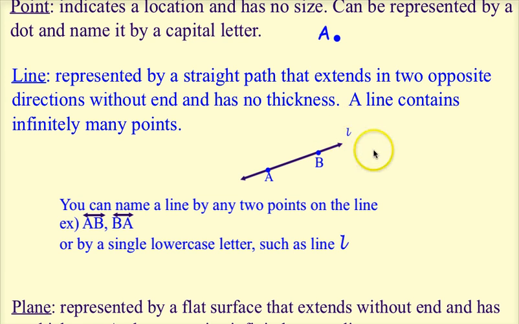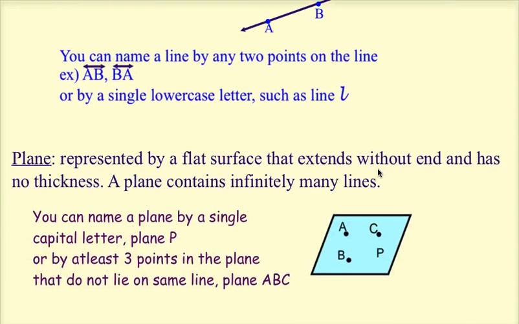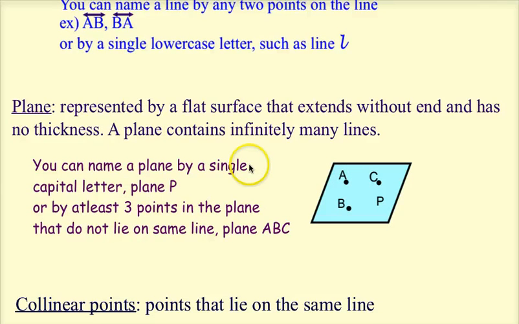So a line is represented by a straight path. It extends in two opposite directions without end, and it has no thickness to it. So you're going to write down the word, the definition, and the picture, and an example if you can think of an example in real life, and pause if you need to. Another undefined term is a plane. A plane is represented by a flat surface that extends without end, and it has no thickness to it. A plane contains infinitely many lines.